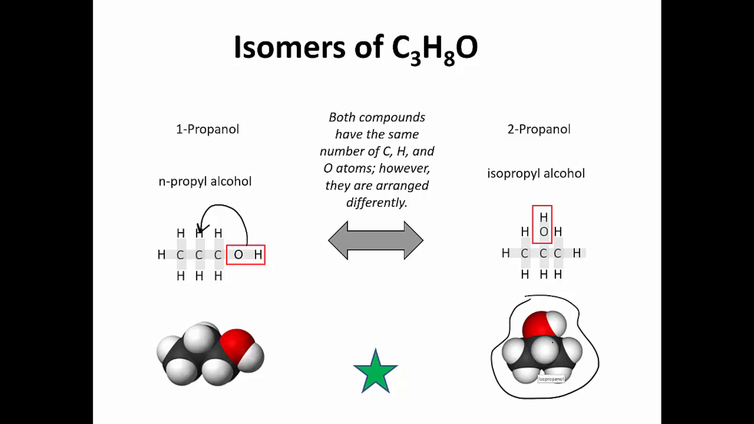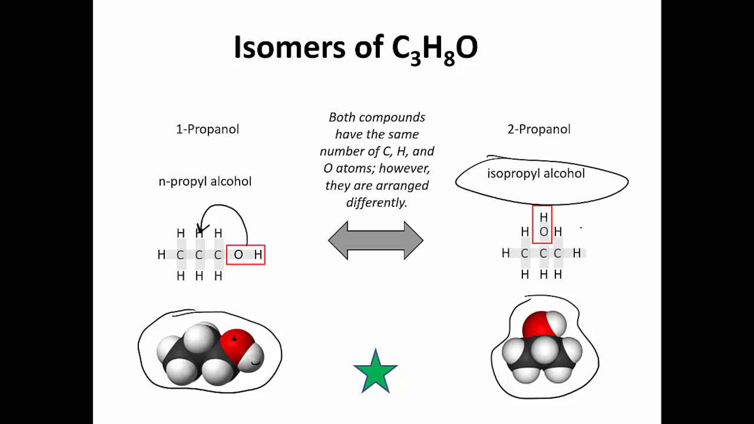Okay, so this one's thicker, like a tank, as opposed to longer, like a snake or some kind of 4-legged little animal here, right? So you have 1-propanol versus 2-propanol. This would be called N-propanol or N-propyl alcohol versus isopropyl alcohol. This is rubbing alcohol, what you use from the pharmacy to clean a wound.